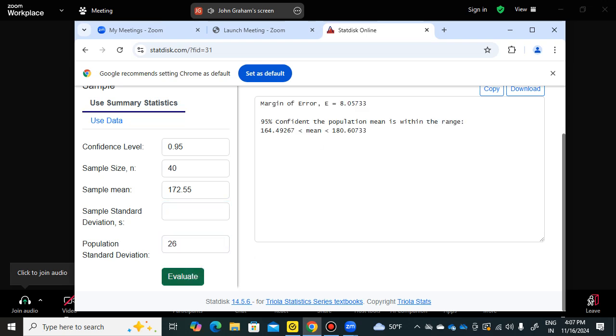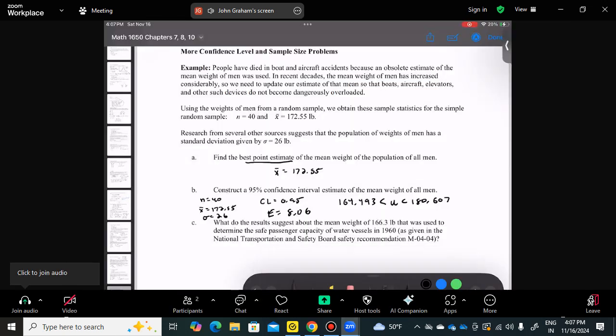We evaluate. We have a margin of error of 8.06 and a confidence interval of 164.493 less than the mean, less than 180.607. Right. So our true value is somewhere between 164.5 and 180.6.